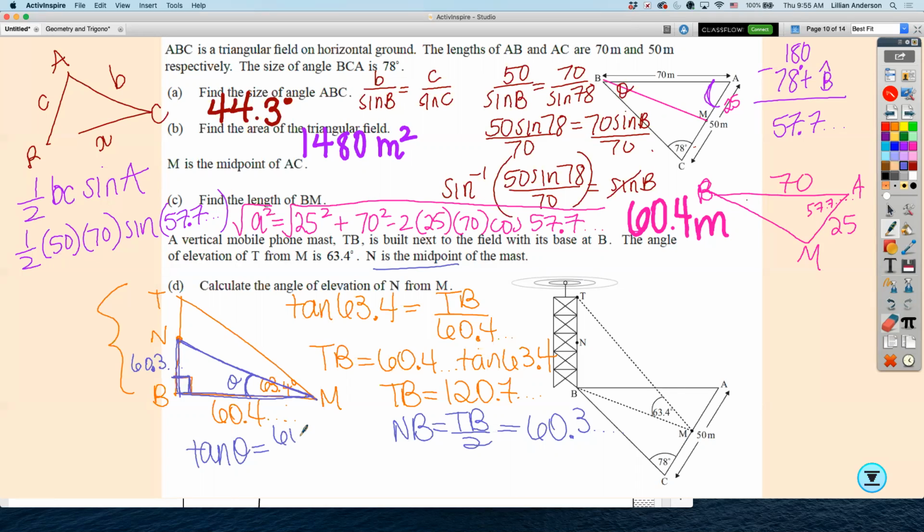Because that 60.3 number is my opposite, and then that 60.4 number is my adjacent. But if you're solving for an angle, it has to be the inverse. Yes, because I'm looking for an angle, I am going to use the inverse. So theta is the inverse of tangent of 60.3 over 60.4.